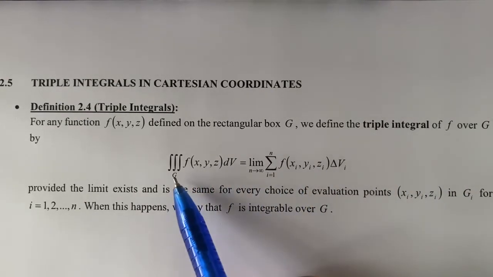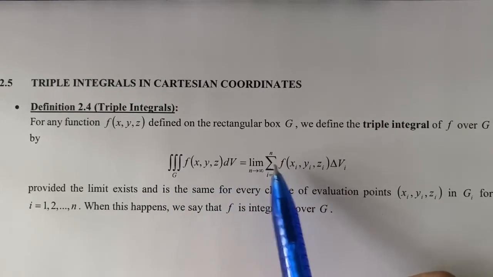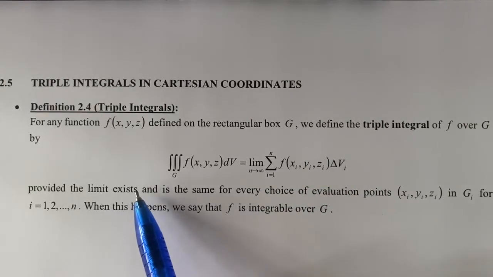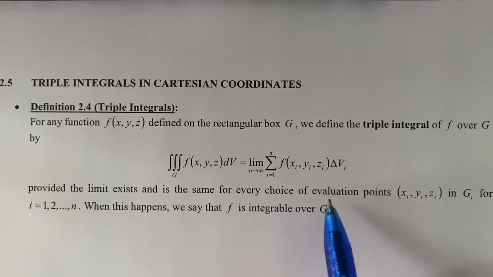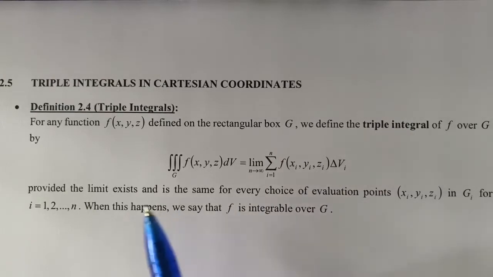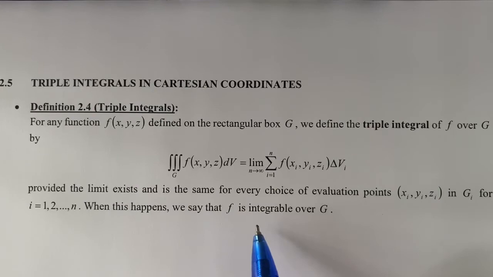The triple integral over G of f(x, y, z) dV is equal to the limit of the sum of f(x, y, z), provided the limit exists. The limit must exist and be the same for every choice of evaluation points xi, yi, zi, for i from 1 to n. When this happens, we say that f is integrable over G.